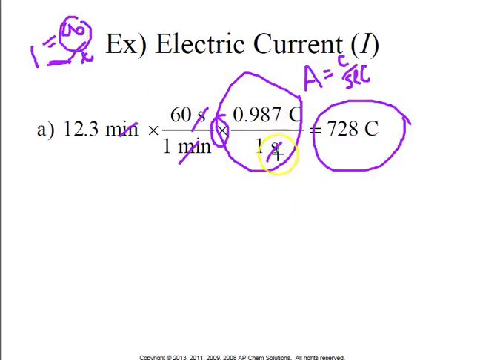But they're doing a good job of showing us how these units cancel, because an amp is a coulomb per second. So instead of putting A as the unit, they put coulombs per second. So you can see the seconds canceling. All right, so there's our coulombs.